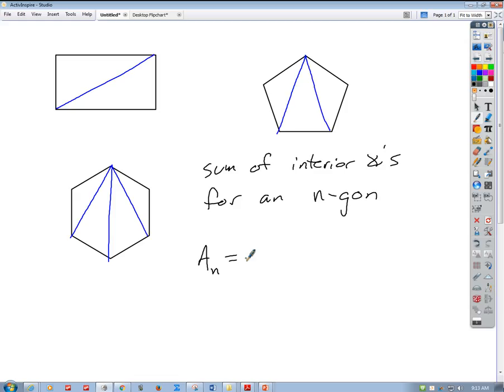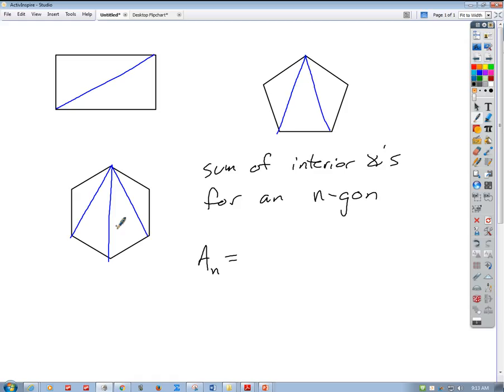If I wanted to calculate the sum of all the interior angles, what would I do? Drew told us. What was the strategy? 180 plus 180 plus 180, or in other words, 180 times 3. Here it would have been 180 times 2, because there are 2 triangles. Here it would have been 180 times 4.